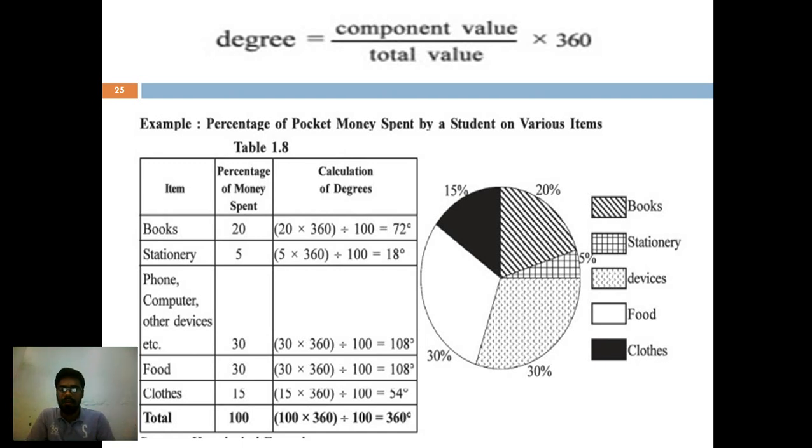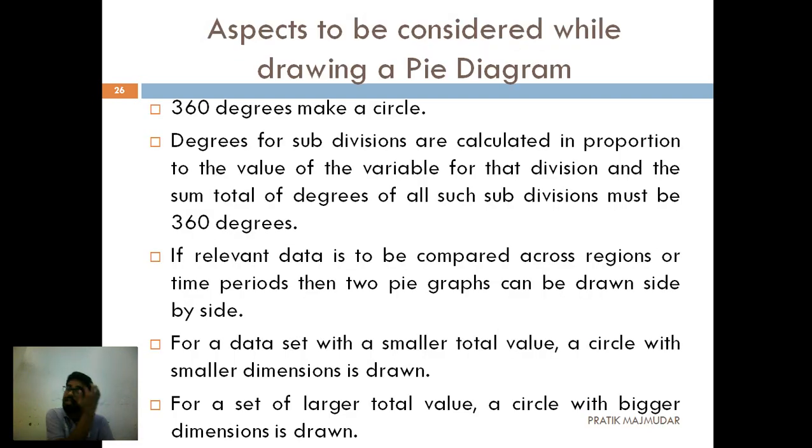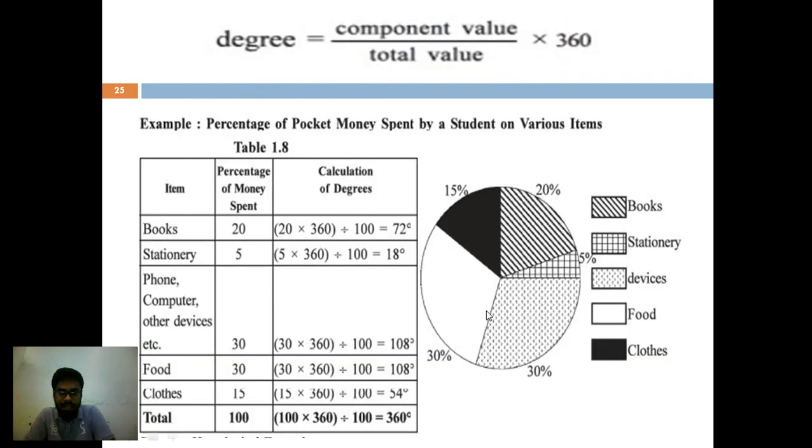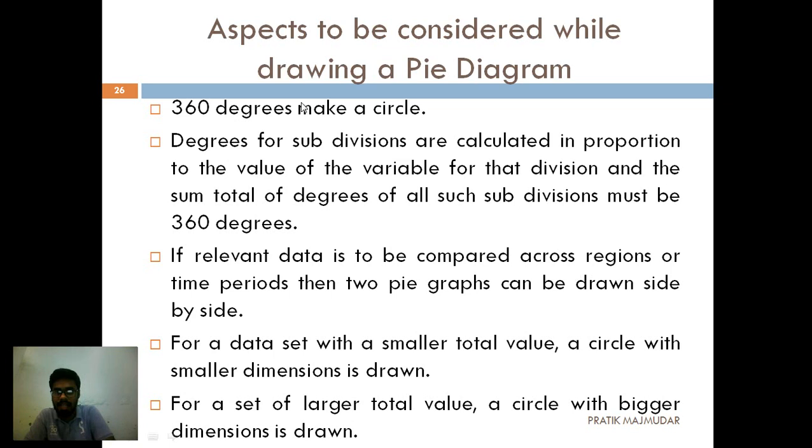Now let's see what are the aspects we are going to consider. So these are the aspects to be considered while drawing any kind of pie diagram. First thing, 360 degrees will make a circle. See here, it is a 360 degree circle. So first aspect you have to remember, that 360 degrees will make a circle. Now all the 360 degrees are divided for subdivisions and they are calculated in the proportion of the value of the variable for that division, and the sum total of degrees of all such subdivisions must be 360 degrees.